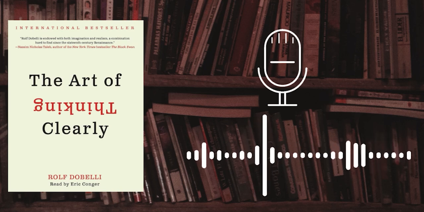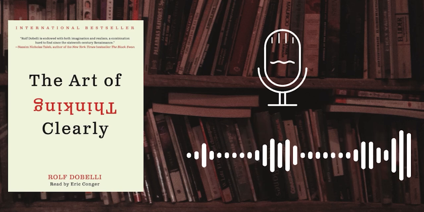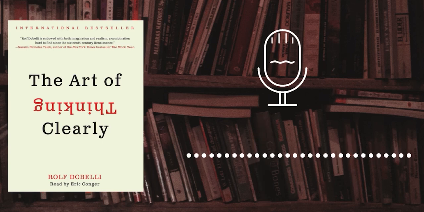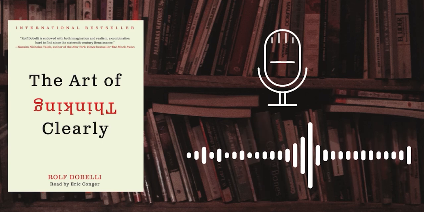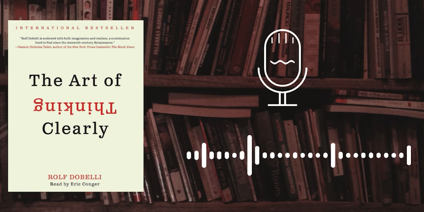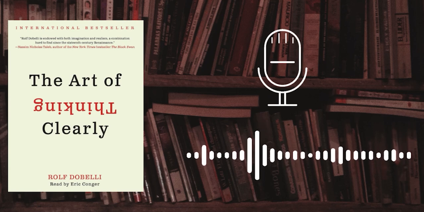Availability bias. Availability bias is the tendency to overestimate the importance of information that is readily available. This can lead to skewed perceptions and poor decisions. Recognizing availability bias helps us seek out comprehensive information and make more informed choices.